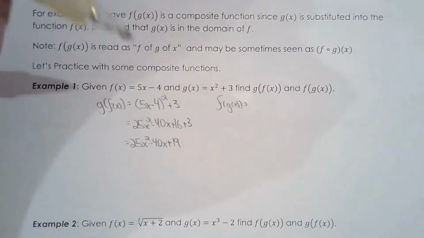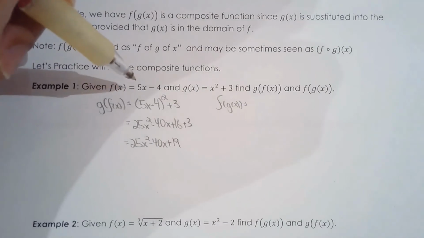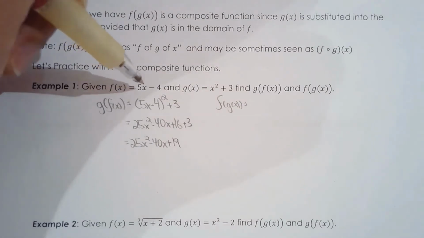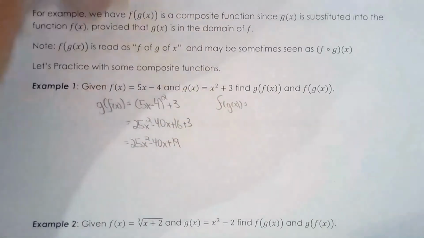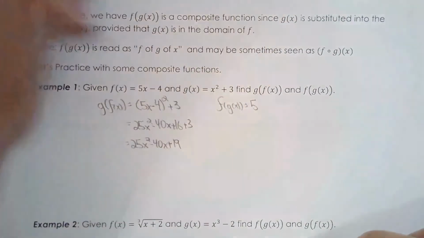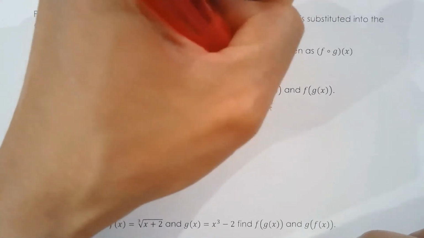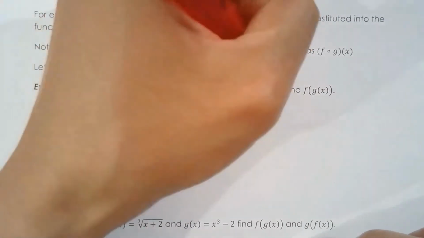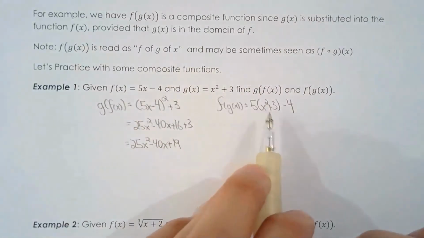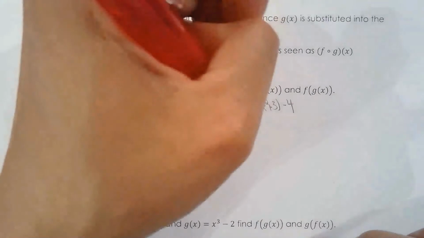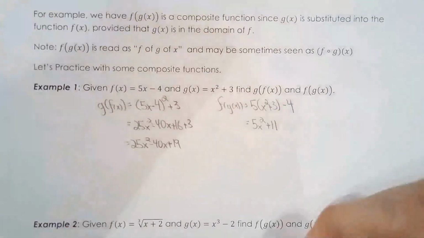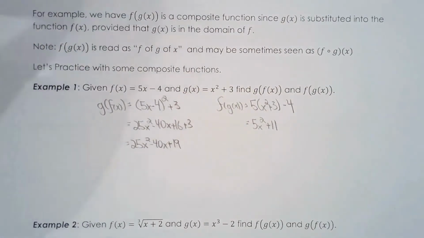Now let's find f of g of x. This time I'm going to take f of x, and every time I see x, I replace it with g of x because I'm nesting g in f. So instead of 5x minus 4, I'm going to write 5 times x squared plus 3 minus 4. It used to be 5x minus 4, but now it's 5 times g of x minus 4. Expand, simplify, 15 minus 4 is 11. You can take your time and do two steps, but I'm going to save some time.